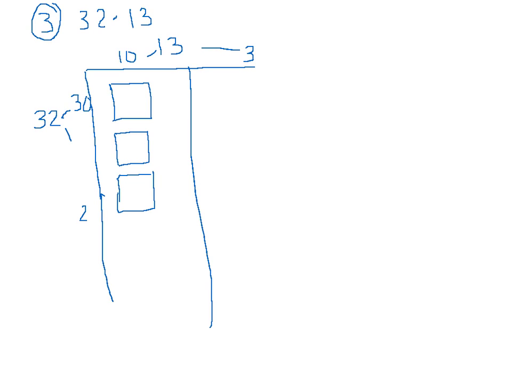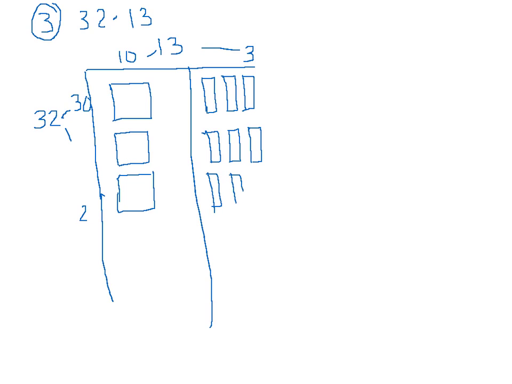I'm going to go over here to my second array, which would be 30 rows of 3. So again, a 10 rod, that's 10 rows of 1, 10 rows of 2, 10 rows of 3. And now I have 20 rows of 3, and now 30 rows of 3. Oops, pretty funky looking 10 rods.